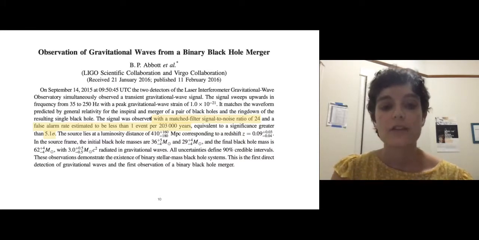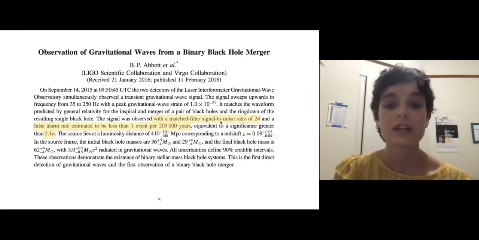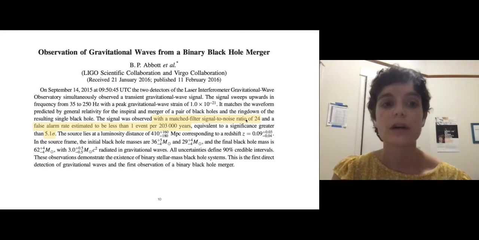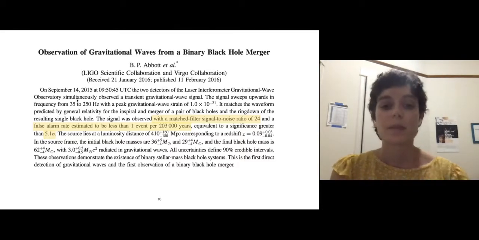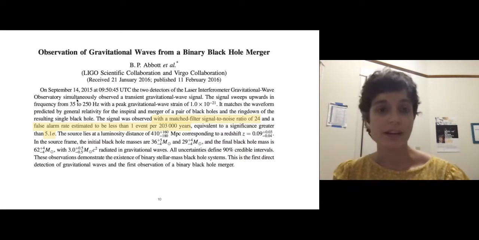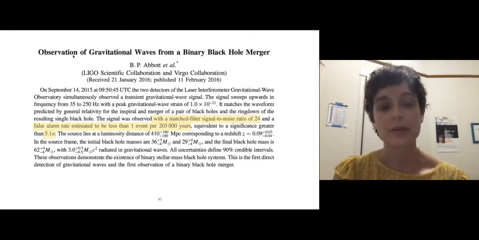And here I've just highlighted the things we'll discuss in this lecture. So in particular, the matched filter signal to noise ratio, and then how to go from that to a false alarm rate and a significance statement. And by the way, if you want more background about any of this, I think that this paper is actually a very good introduction level to some of these techniques also.